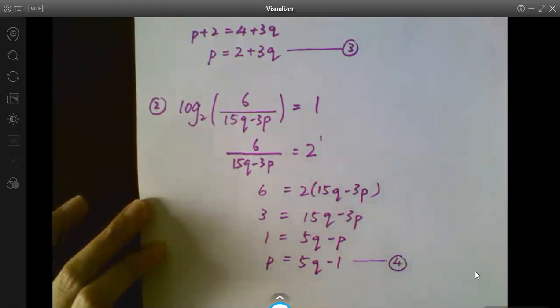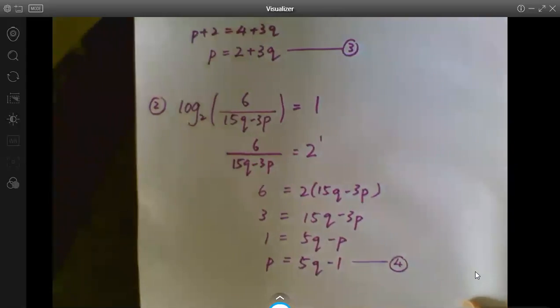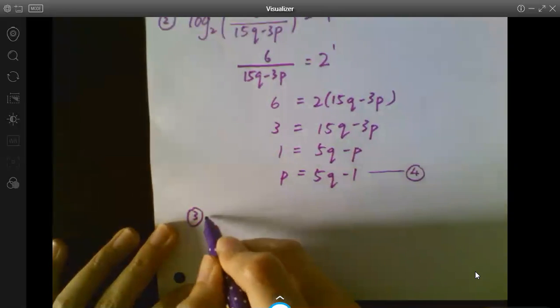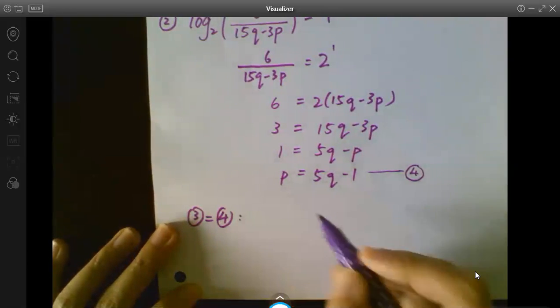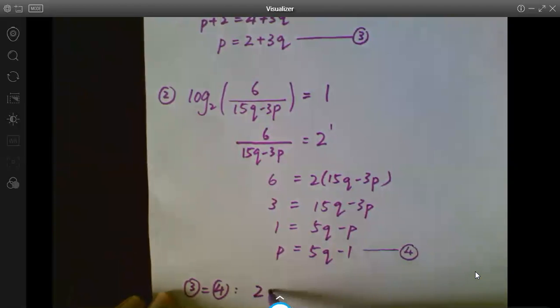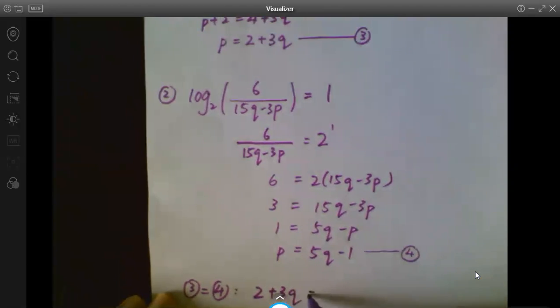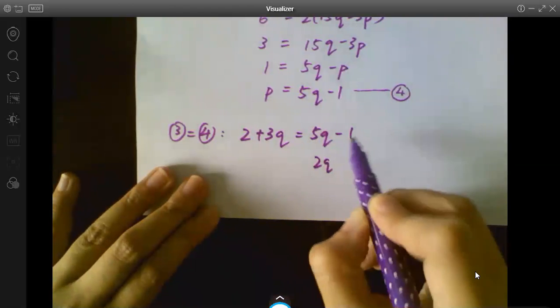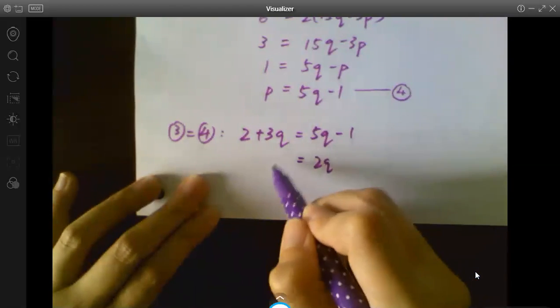I'll call this 4. And we can equate the p's. 3 equals 4. For equation 3, 2 plus 3q is 5q minus 1. So I'll bring this 3 to the other side, so 2q, and bring this 1 to here, 3.